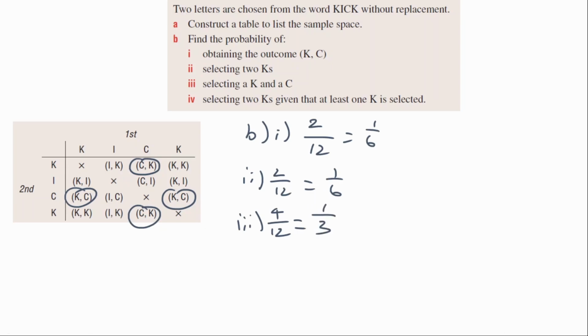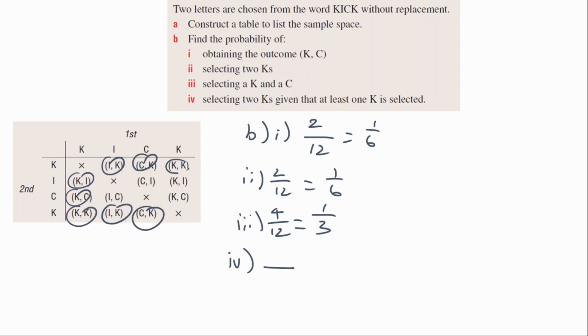1 out of 3. And last one, part 4, question B, is the probability of selecting 2 K's given that at least 1 K is selected. So we need to start off by finding the bottom part of the fraction. We need to find all the ones that have at least 1 K selected. So there's 1 K, there's 1, there's 1, another 2, another 2, and another 3 there. So there's a total of 10 outcomes with at least 1 K selected.